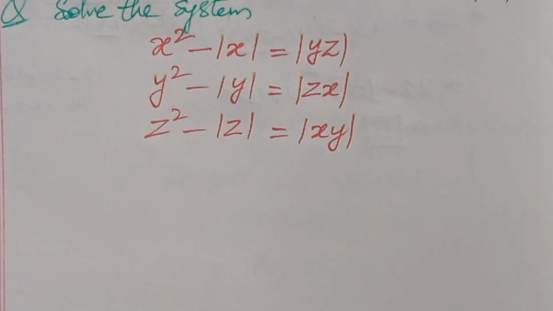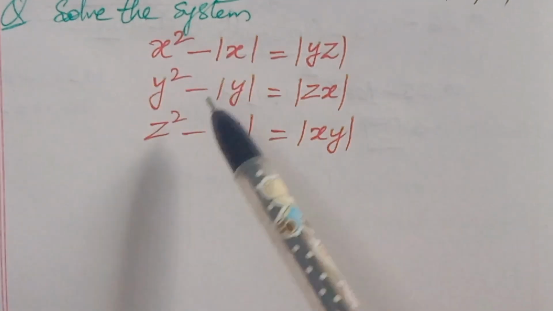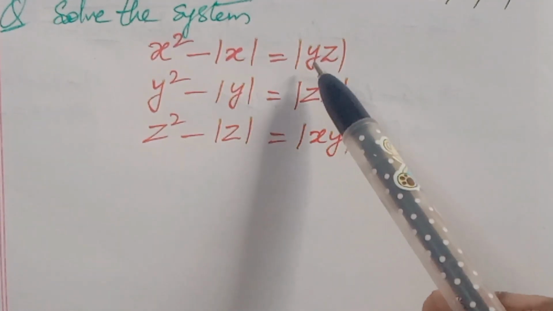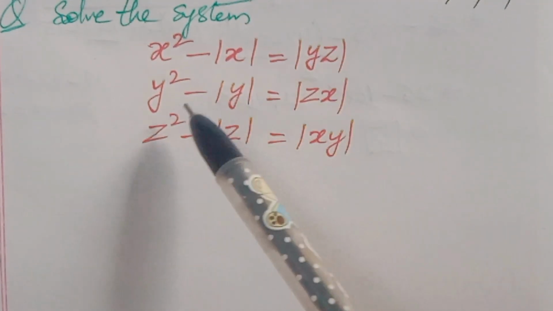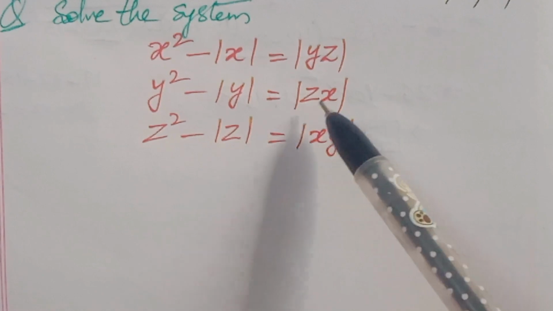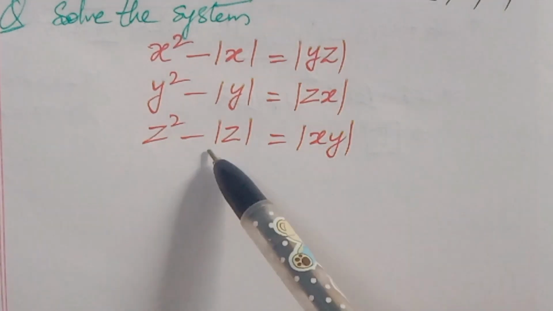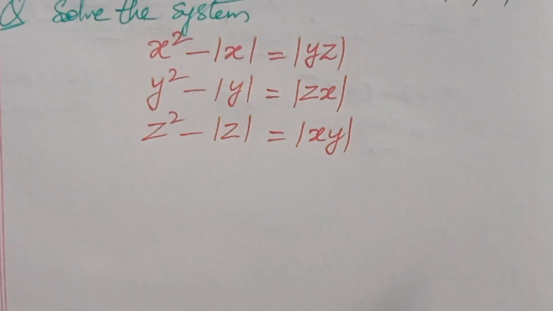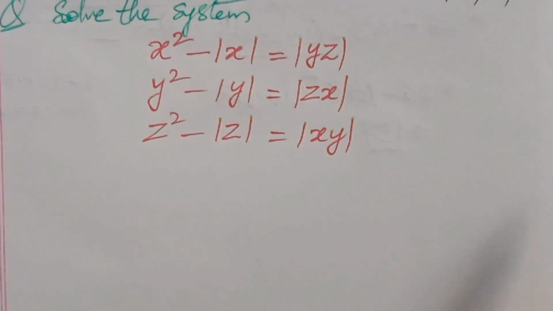We'll be looking at a Math Olympiad problem. The problem is: solve the system x² − |x| = |yz|, y² − |y| = |zx|, z² − |z| = |xy|. So here is how to solve this problem.